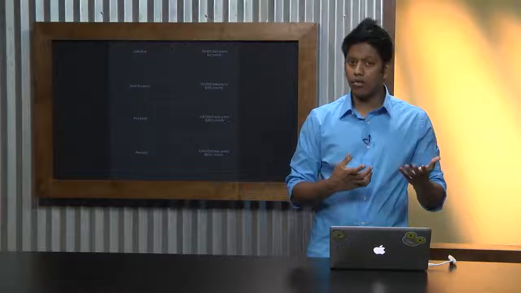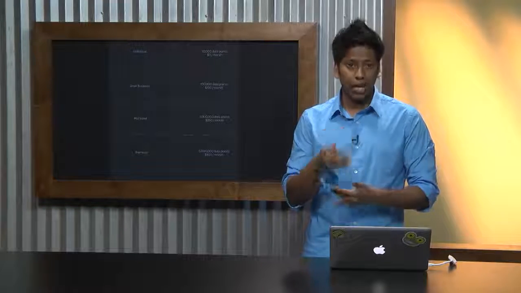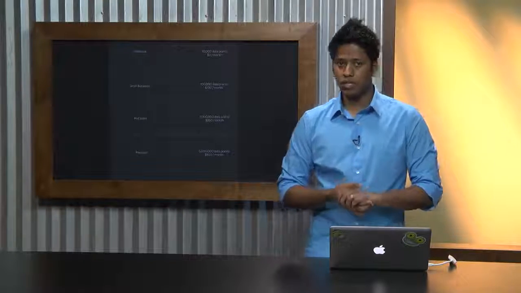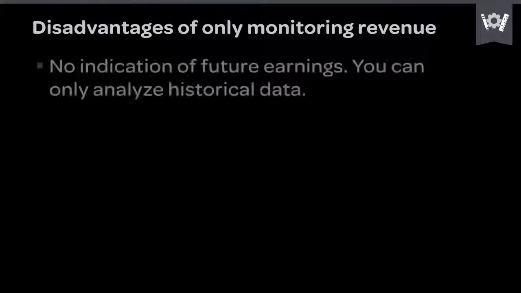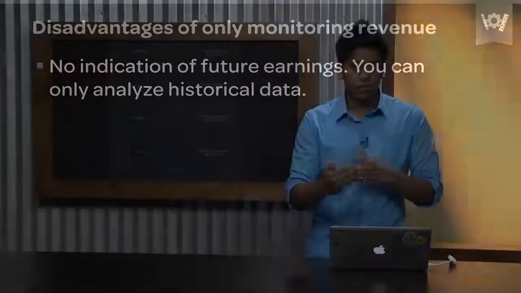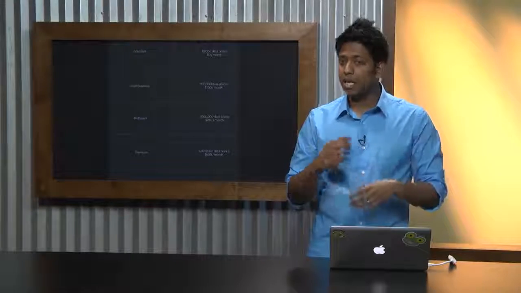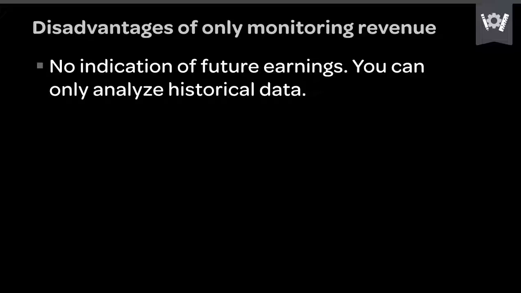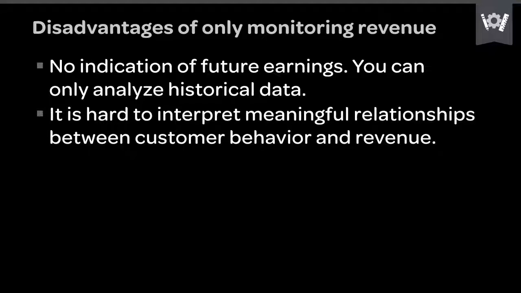Now, you can look at how revenue is growing by just checking your bank account, but there are several disadvantages to that. First, it doesn't give any indication of future earnings. You only know of past and current data, which means you can't analyze your future data proactively. You don't know what's coming up, and you can't prepare for unknown scenarios. It is also very hard to interpret any meaningful relationships between your customers' behaviors and revenue that's coming in when you're only looking at your bank account numbers.